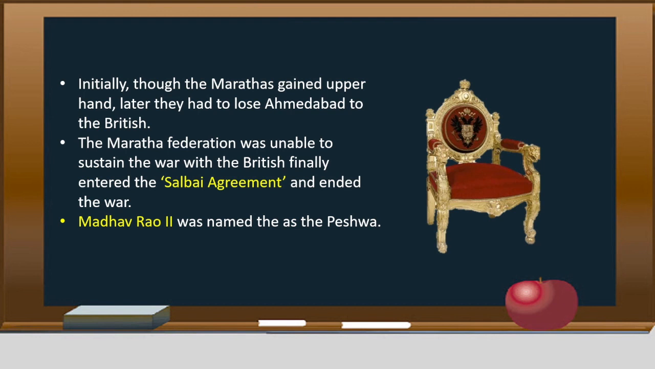Students, make a note. The First Anglo-Maratha War ended with the Marathas entering into the Salabai Agreement. And as per the agreement, Madhavrao II was named as the Peshwa. Madhavrao II became the Peshwa.